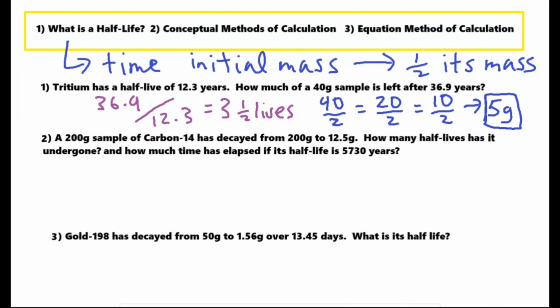All right, number 2, we have a 200-gram sample of carbon 14 that has decayed from 200 grams to 12.5 grams. How many half-lives has it undergone, and how much time has elapsed if its half-life is 5,730 years? So for this problem, we know what the final mass is, but we don't know how many half-lives occurred. So all we have to do is a similar step to what we did for the first one. We're going to start with our 200-gram sample, and then we're going to see how many times we have to cut in half to get to 12.5.